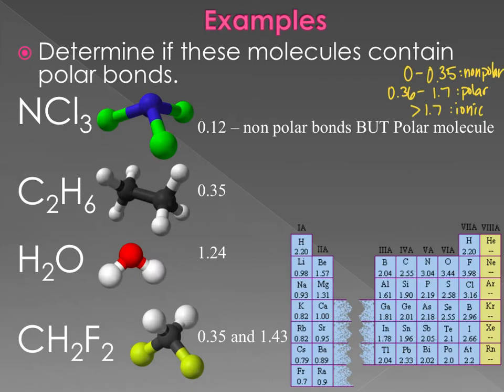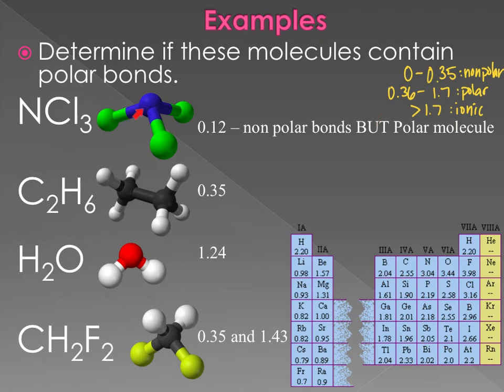Here are a couple more examples. If we have nitrogen trichloride, we see nitrogen here as our central atom, and these three green are the chlorine. I look on the chart over here: nitrogen's electronegativity is 3.04. Chlorine is 3.16, a difference of 0.12. I look on my scale here, and that falls within this range. So the bonds between the nitrogen and the chlorine are going to be nonpolar. Again, this is about what's happening with the bond, not the molecule itself.